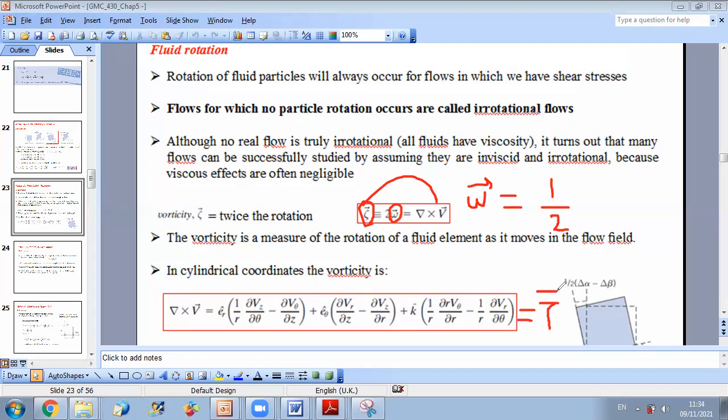And you can deduce omega from it, because this vorticity vector is equal to 2 omega. So omega can be defined as half of the curl of the velocity vector. Once you get this, you divide by 2 and you get omega. So all you have to do is apply these relations to know if you have rotation in your fluids or not.